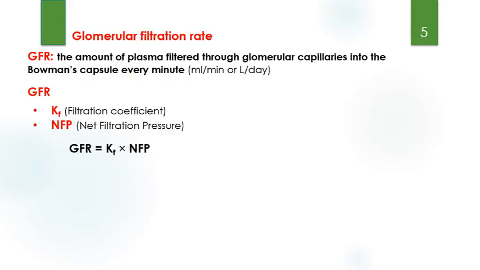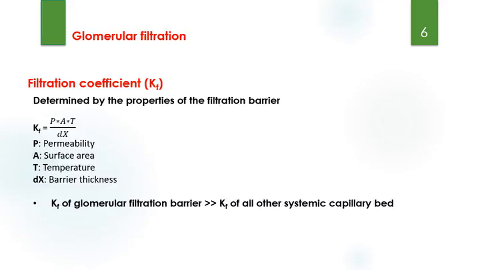GFR is determined by two main factors: filtration coefficient and net filtration pressure. By multiplying these two factors, we can calculate GFR. Filtration coefficient itself is determined by the properties of the filtration barrier, such as permeability, surface area, and temperature. By increasing these factors, the filtration coefficient will increase because they are directly proportional to each other.